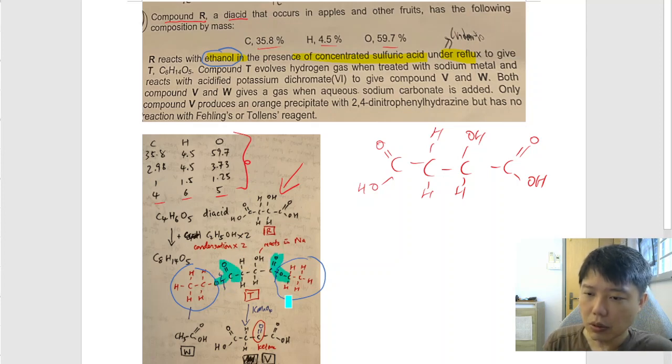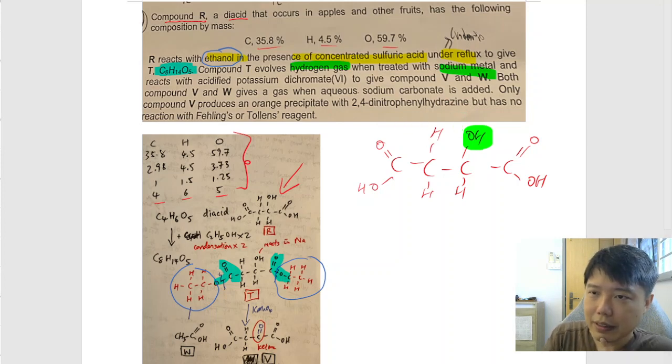So I counted the whole structure, and it tallies exactly with the Mr for T. So we got the structure for R confirmed more or less, and the structure for T already confirmed. Let's read on. They said T evolved hydrogen gas when treated with sodium metal. So they're trying to tell you that the alcohol here has not disappeared, it's still there, it has not reacted.